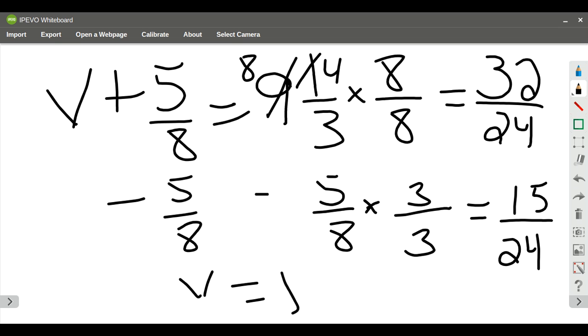So I have 8 and 17/24. So now I see what my error was. When I went and did my check, I wrote 22 instead of 24. So we'll see if this is going to work.